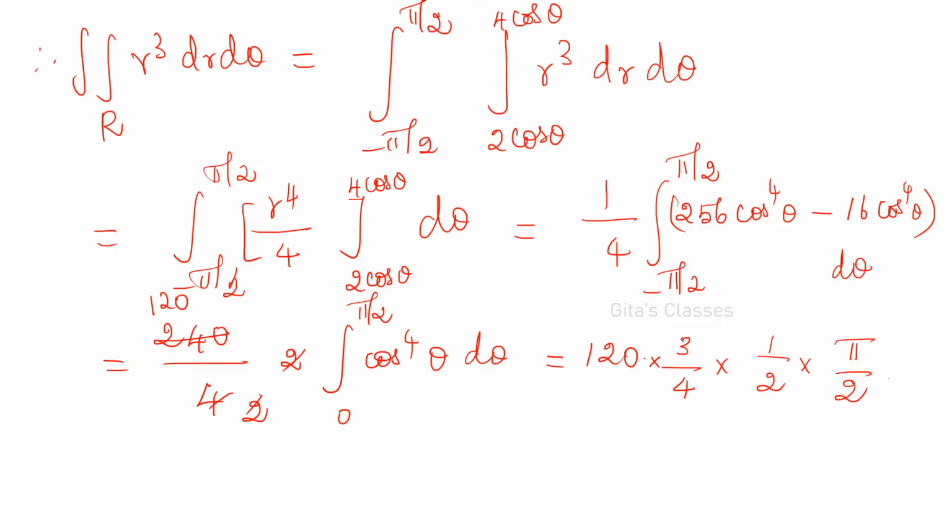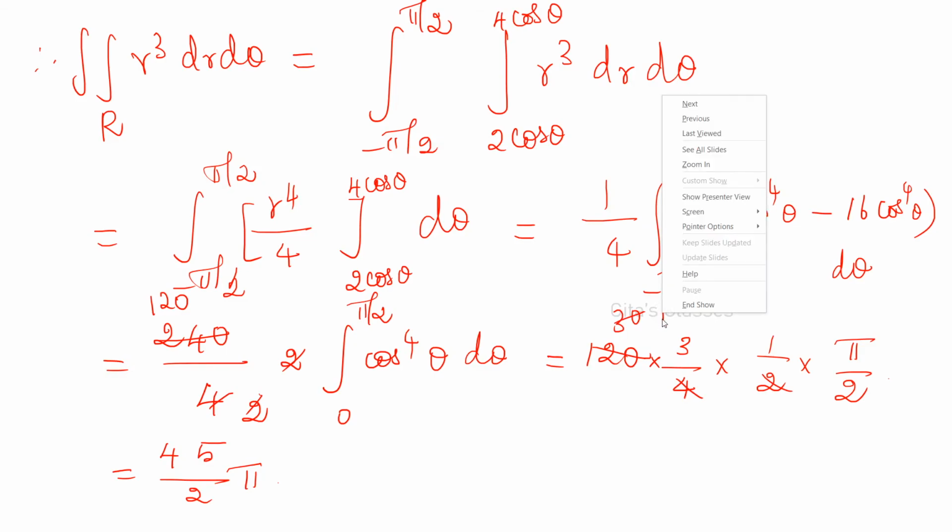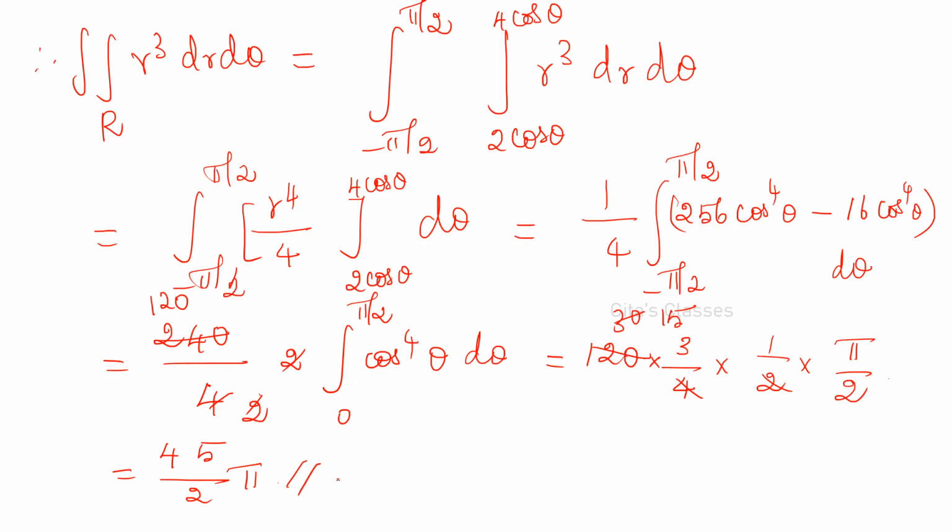In M1 we have studied these things: how to evaluate integral of cos power m theta, sin power m theta and all. Same formulas only. So 120 into 3 by 4, and if you simplify, you will get 45 by 2 into pi. Right, so 45 by 2 into pi is the answer for this problem.